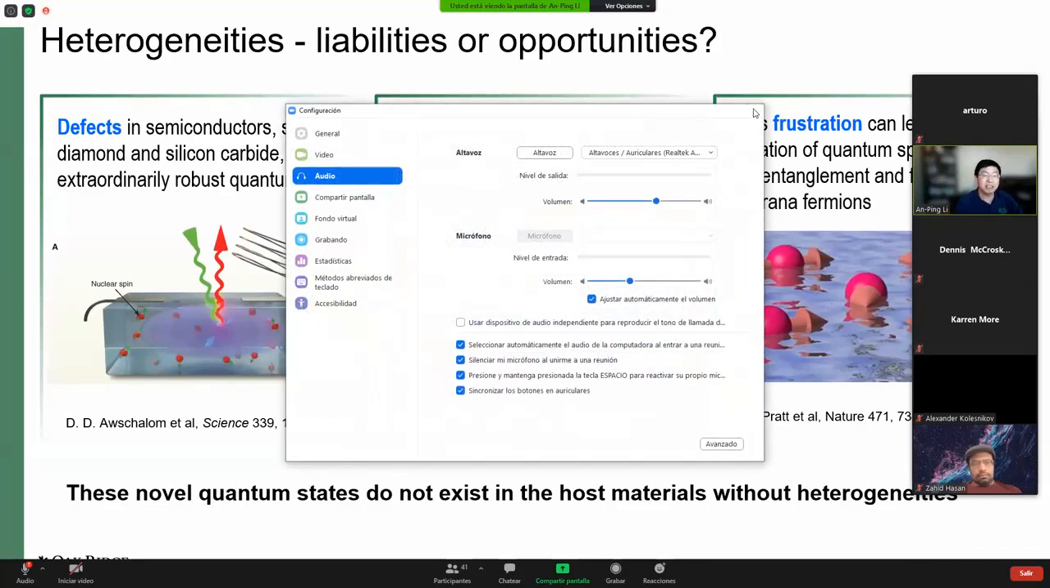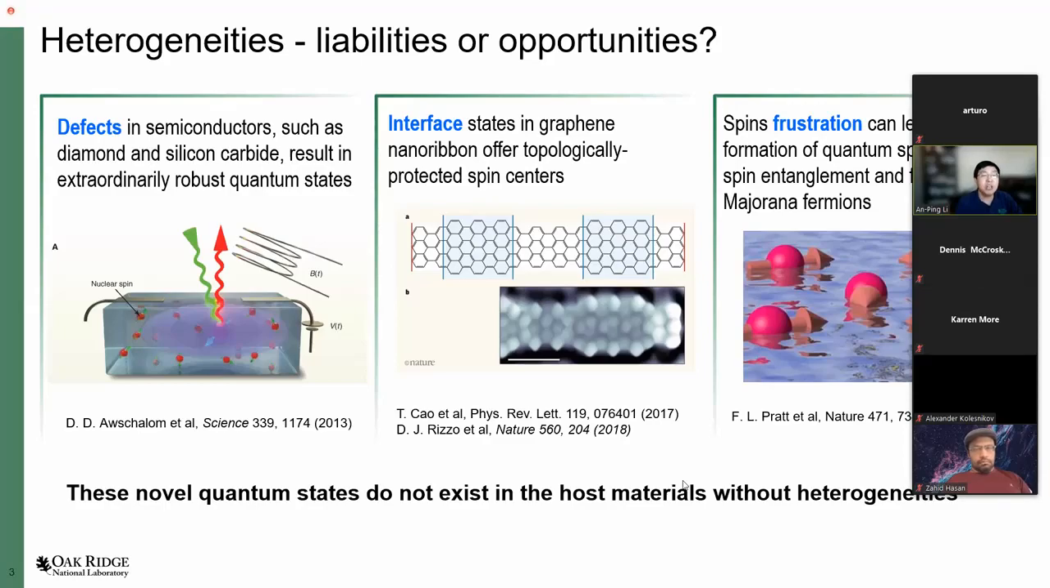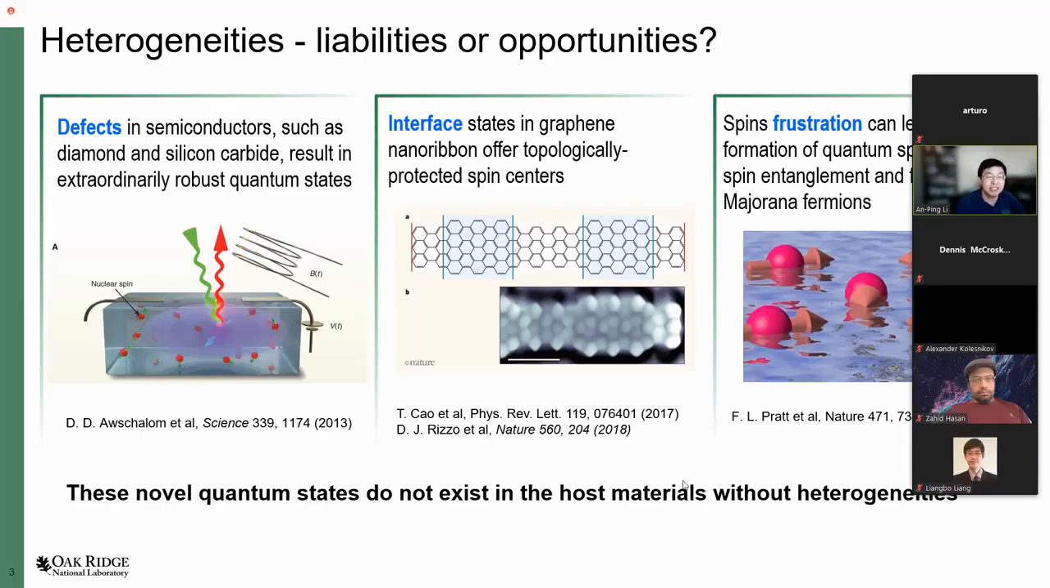Reliability for some materials, right? In quantum materials, there are many new quantum states that can only become available if heterogeneities exist. For example, defects in silicon carbide or diamond can give us very long coherent quantum states. And the interfaces in graphene nanoribbons can offer us topologically protected spin centers.